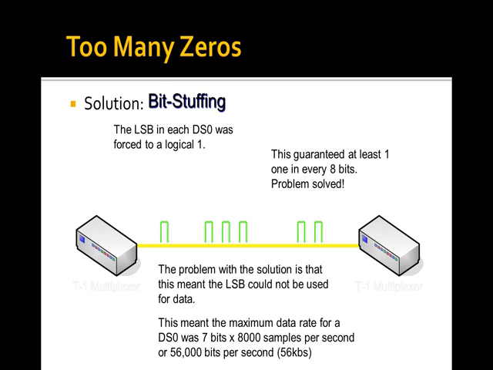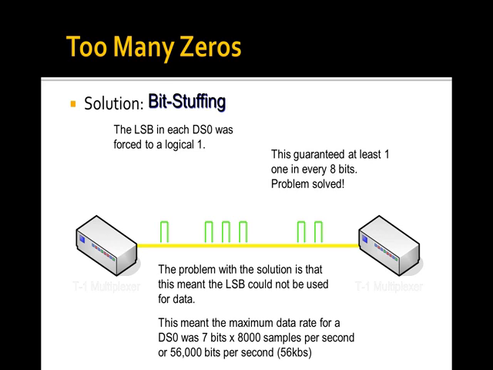Aside from the fact that this is a clunky engineering solution, people actually filed suit against AT&T because they were contracting for 64 kilobits per second moved across this link for data, and what AT&T was delivering was 56 kilobits per second moved across this link. So we needed a better solution.